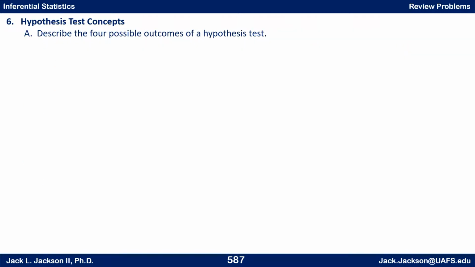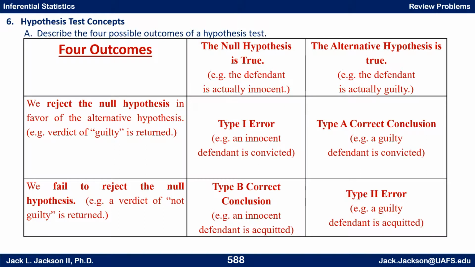Let's do another one. Hypothesis test concepts. Describe the 4 possible outcomes of a hypothesis test. There are 4 outcomes. The null hypothesis is true. The alternative hypothesis is true. We reject the null hypothesis, or we fail to reject the null hypothesis. The intersection of those gives us 4 possibilities.